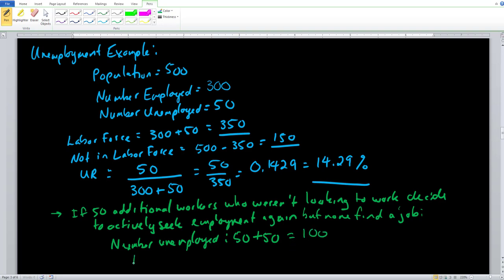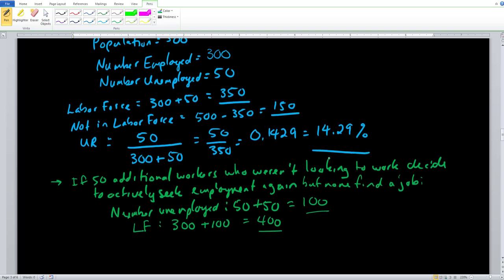What does this do for our labor force? So LF in this instance. Before, we had 300 people employed, so that still stays true. But now the number of unemployed jumps up to 100. So we add in these people right here. We now have 400 people within our labor force. Before we had 350. Now we have 400 people because these 50 additional workers decide to seek work.